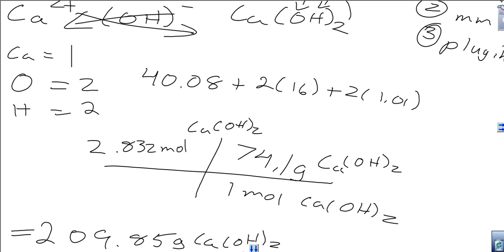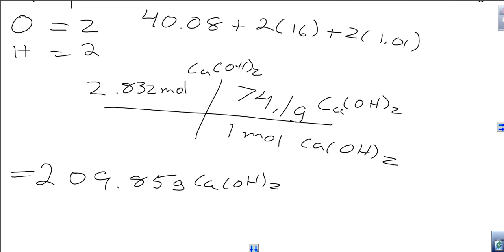But I'm not done, because what else do I need to do? Sig figs. Alright, so 1, 2, 3, 4, rounding to 4 sig figs again, becomes 209.9 grams Ca(OH)2.